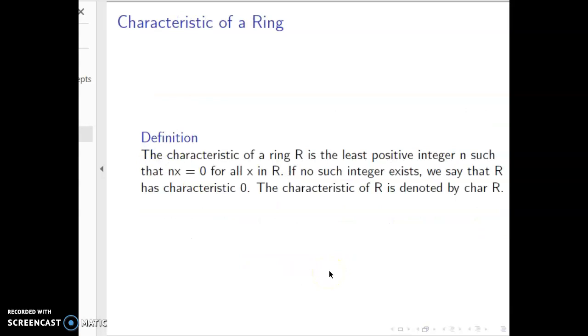Next we are going to define the characteristic of a ring. The characteristic of a ring is the least positive integer n such that n into x is equal to 0 for all x in R. If no such integer exists, we say that R has characteristic 0. The characteristic of R is denoted by char R. Now what do I mean by saying n into x is equal to 0? I simply mean that x plus x plus x plus x, n times, is equal to 0.